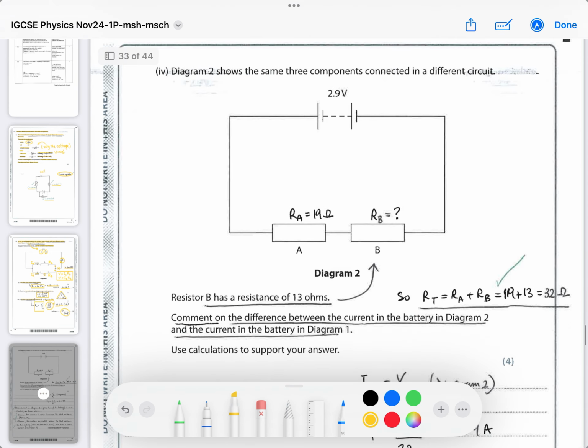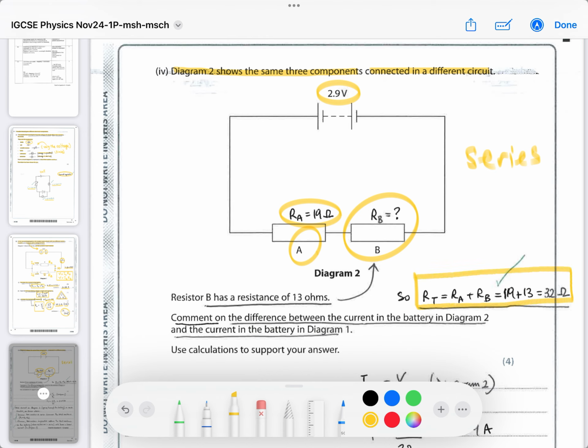The next part of the question has diagram 2 shows the same three components. Yeah, the 2.9 volt battery. Resistor A, which we just worked out, has a resistance of 19 ohms to two significant figures, and resistor B, and we haven't worked out his resistance. This time they're connected in series. Yeah, so this is a series circuit, and in a series circuit, this is the rule. The rule is that you add the resistances.